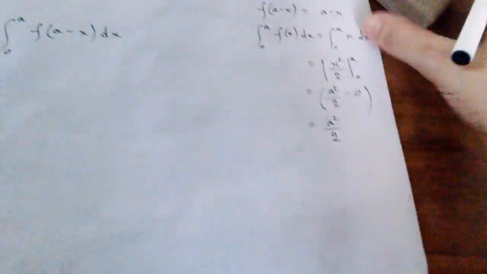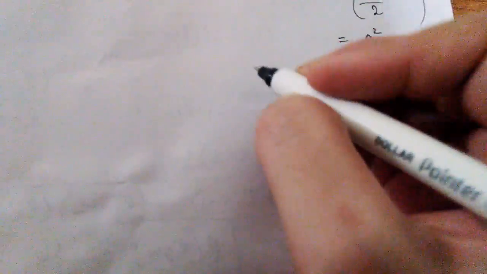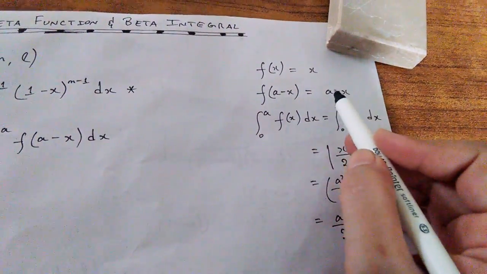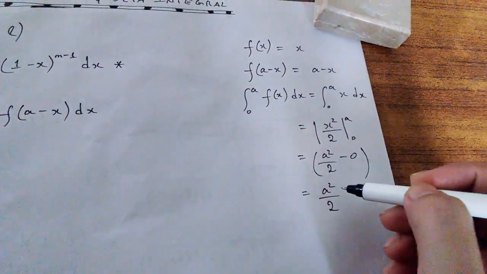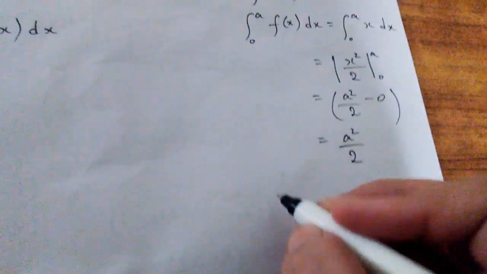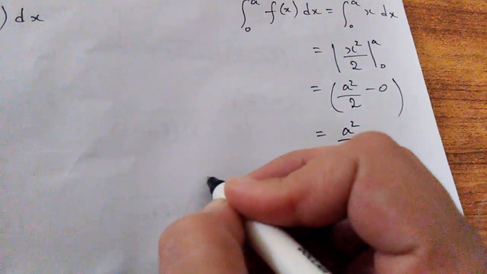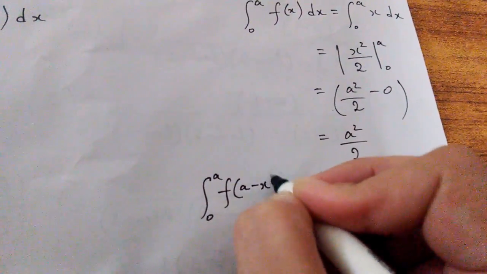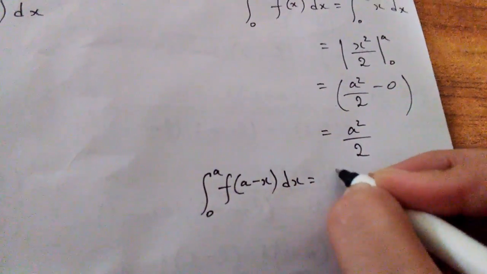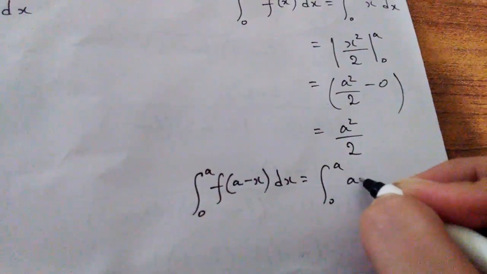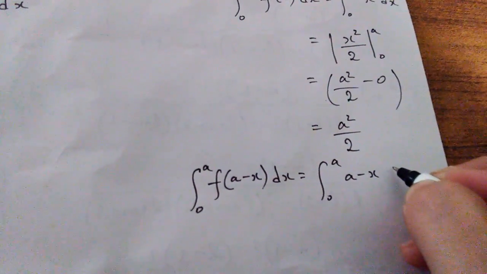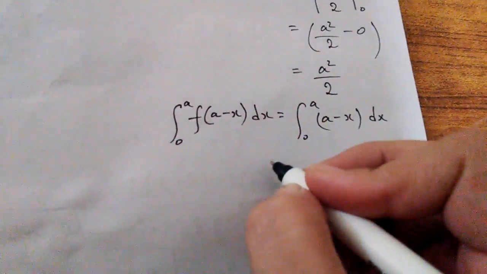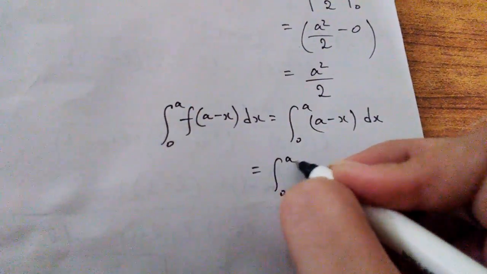Now let's integrate this function with respect to the same limits, and we should get the same answer. So if I integrate my f of a minus x, which I have defined as this, dx, now you can separate it out.